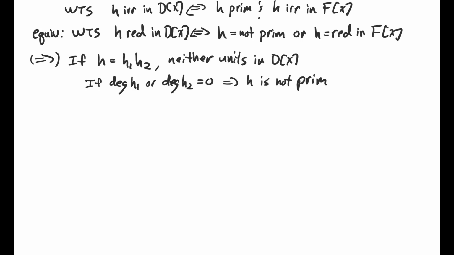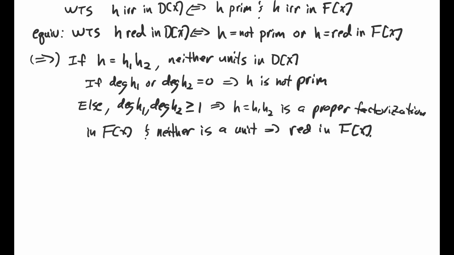If either h1 or h2 had degree 0, then we would have a constant dividing all the coefficients of h that wasn't a unit. That means that h is not primitive, because you can factor something out of all the coefficients that's not a unit. So degree 0 for h1 or h2 gives h is not primitive. So that'll work there.